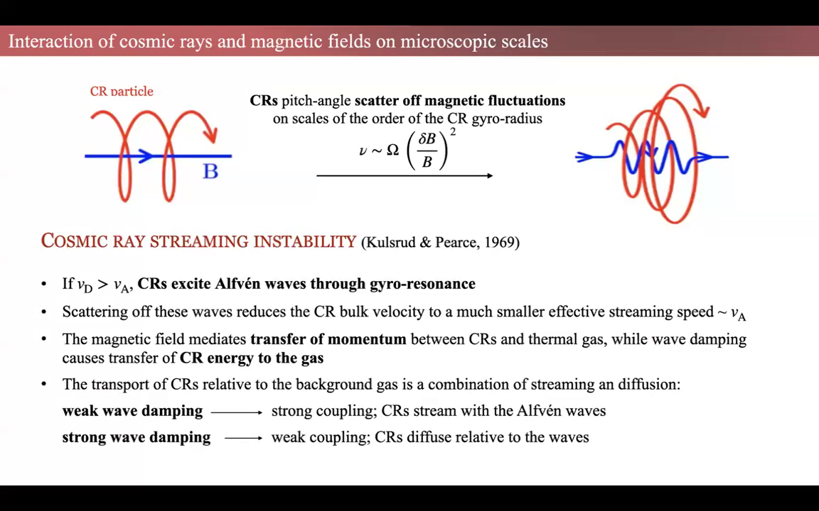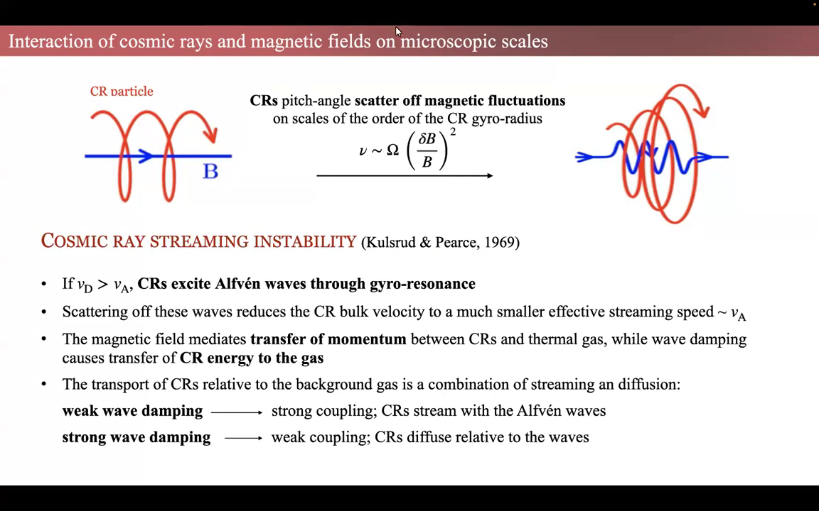Now, for GeV cosmic rays that are the main focus of my work, these Alfvén waves are mostly driven by streaming instabilities. If the cosmic ray drift speed is larger than the local Alfvén speed, the seed Alfvén waves are unstable and get amplified by the cosmic rays themselves through gyro resonance.